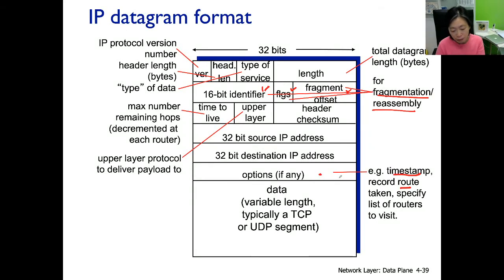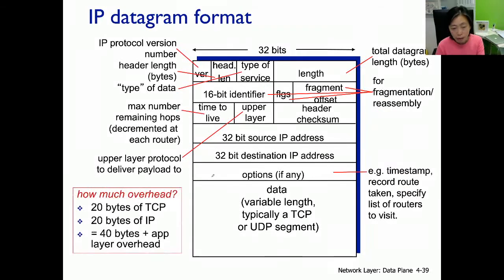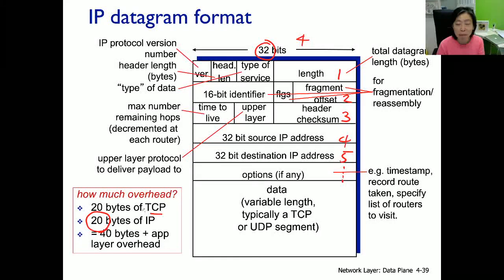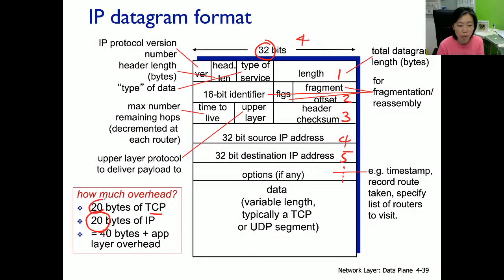Now, if you sum the header size together, each row is 32 bits, so it's 4 bytes per row, and how many rows do we have? 1, 2, 3, 4, 5 minimum, right? So that's at least 20 bytes. The IP packet header itself is 20 bytes. We didn't count the TCP packet header explicitly, but it's also 20 bytes. So that's at least 40 bytes of header in a packet.